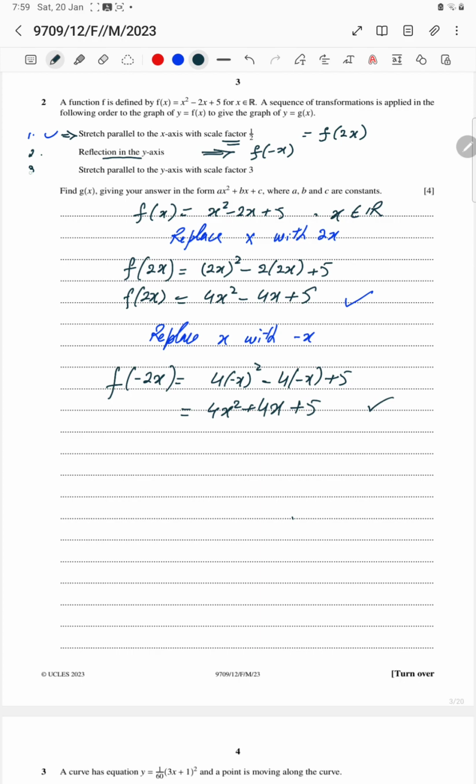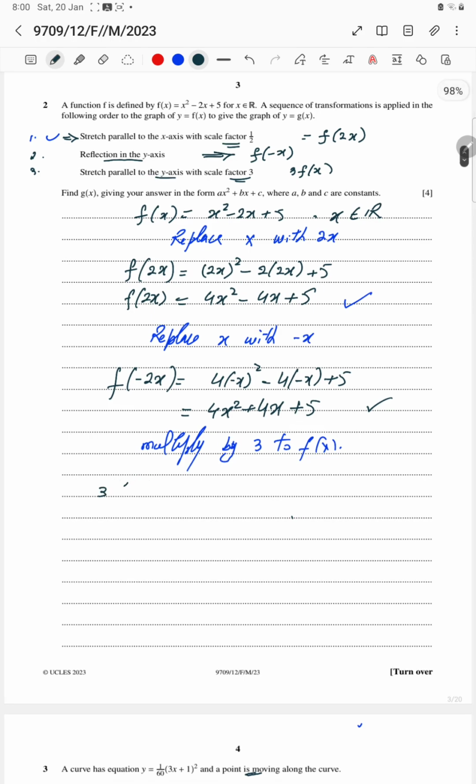Now the third and final condition: a stretch parallel to the y-axis with scale factor of 3. Here for the y-axis we have to multiply, it means it will be 3 f of x. We need to multiply the whole function by 3 outside. So here we multiply by 3 to f of x. So this is the final case.